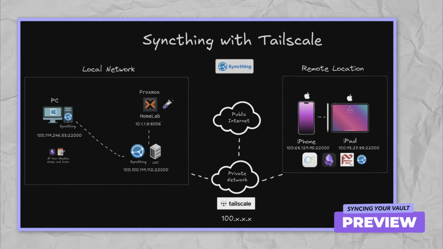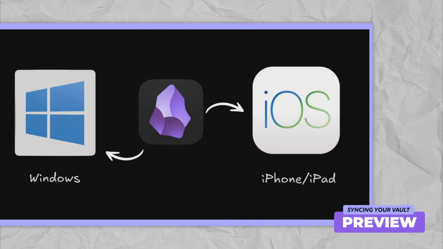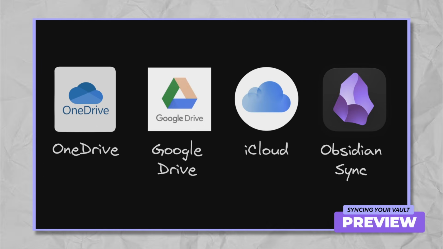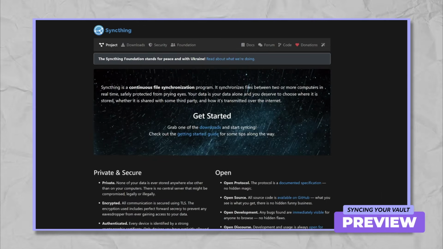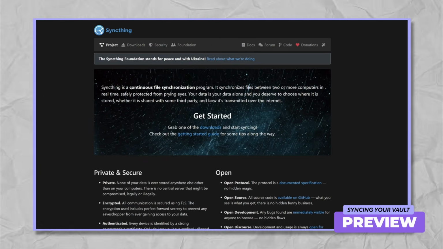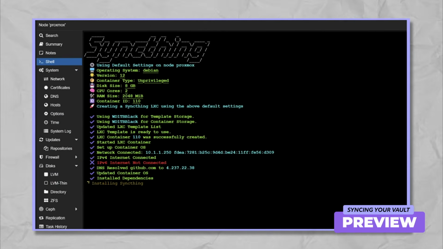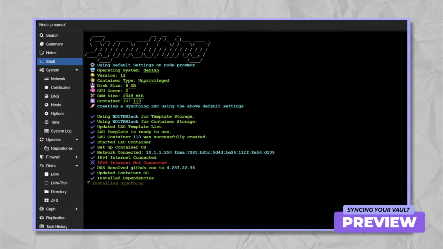Today I'm going to show you how to sync your Obsidian Notes between Windows and iOS without relying on Google Drive, iCloud, or OneDrive. We'll be using my solution Syncthing, which is a powerful self-hosted tool that puts you in complete control of your data.